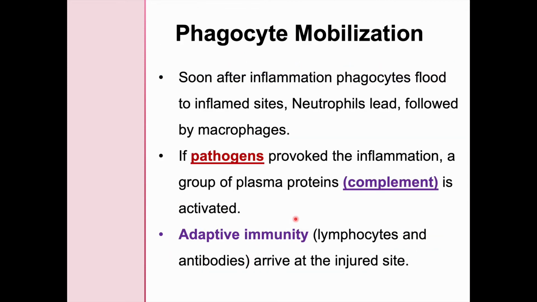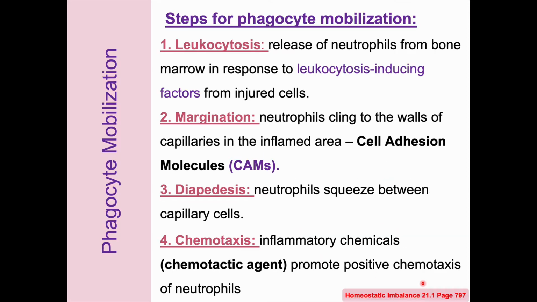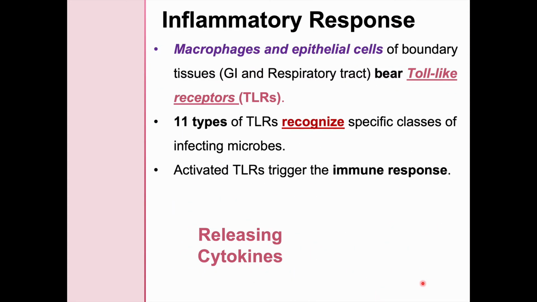Then let's see the phagocytic mobilization. What is phagocytosis? The swallowing. Once the bacteria are swallowed by neutrophils, as you have seen, the bacteria are neutralized by lysozyme and digested. Then comes what we call adaptive immunity: the lymphocytes and the antibodies arrive at the injured site. I have shown you the steps of phagocytic mobilization in the previous picture here.